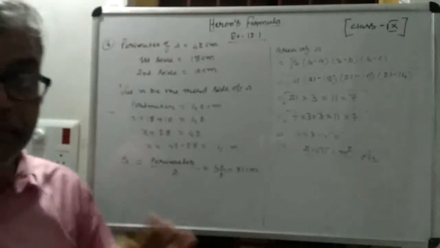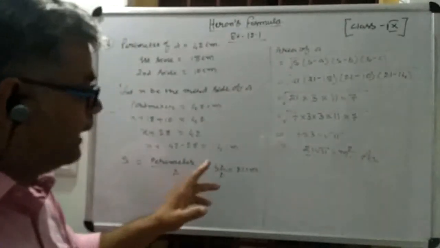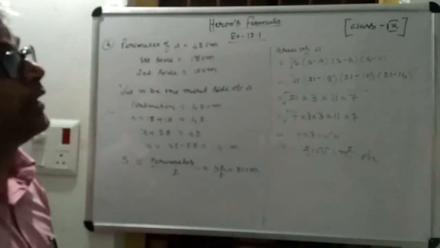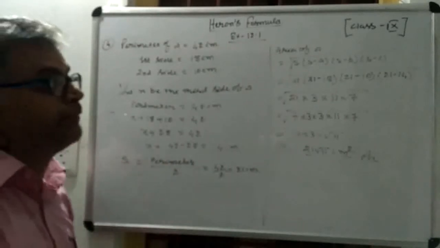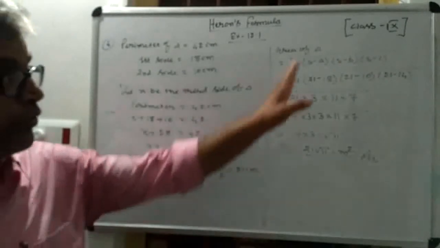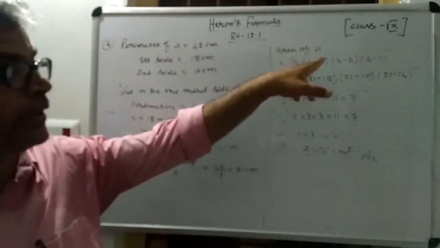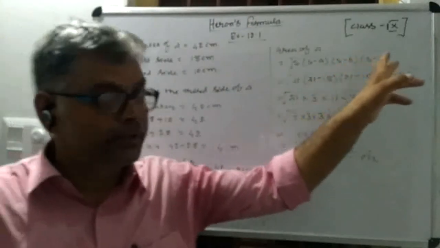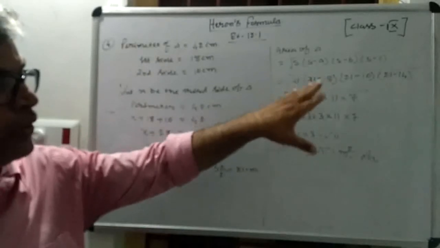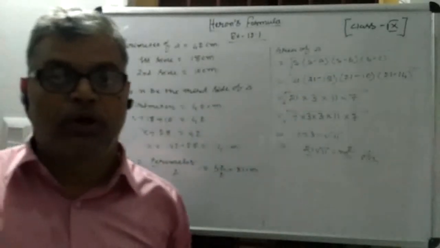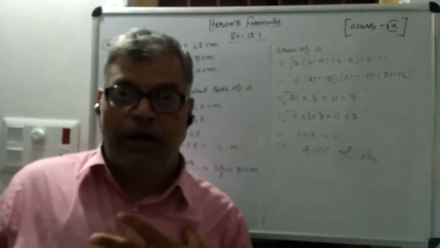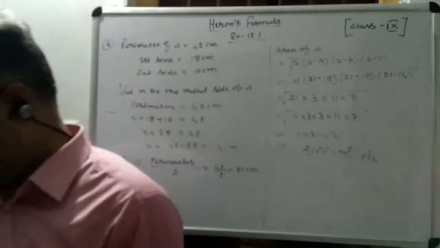So applying that formula, we got the third side first, and after getting all three sides, we calculate S, which is the semi-perimeter of the triangle, that is 42 by 2, which is 21 centimeter. And after getting all three sides and the semi-perimeter, we apply Heron's formula, square root of S into S minus A into S minus B into S minus C, put in all the values, and by simplifying it, we got the area of this triangular part. So in this way, our question is completed here.